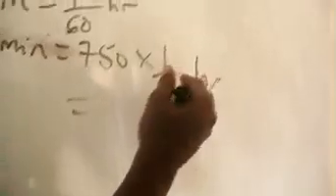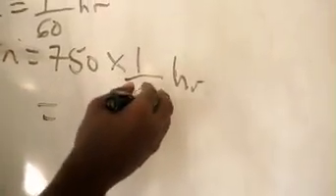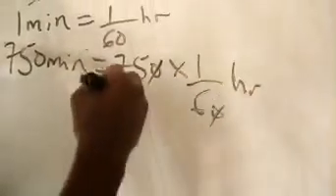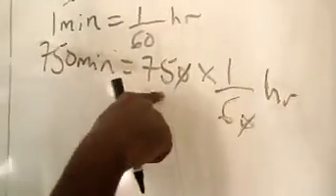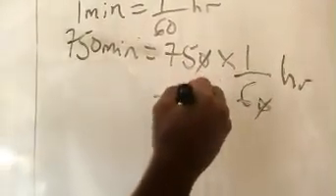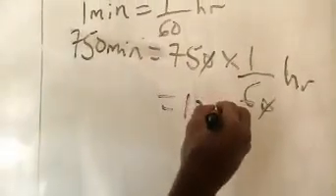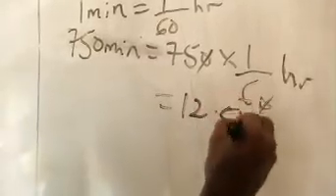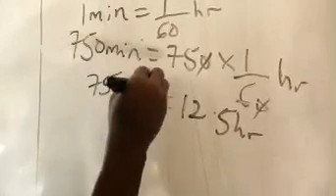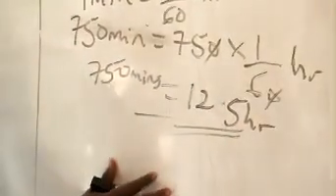Now 0 can cancel 0, and if you do this we'll be left with 75 times 1, that will be 75 divided by 6. That should give you 12.5 hours. So you could say that 750 minutes is equivalent to 12.5 hours. So it's really that simple.